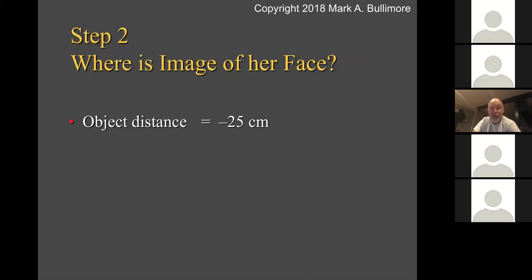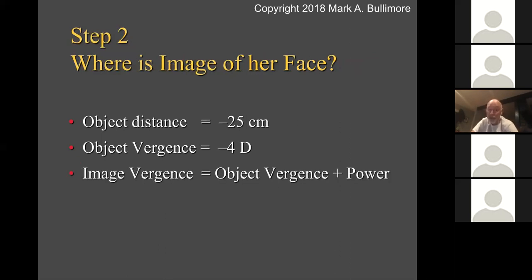Where's the image of her face? Well, the object distance is minus because she has a real face. And the object vergence is -4. Image vergence is just object vergence plus the power of the mirror, -4 and +2. So we've got -2 coming off the mirror.